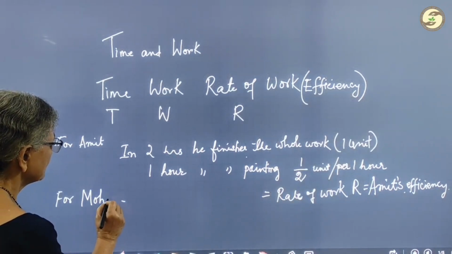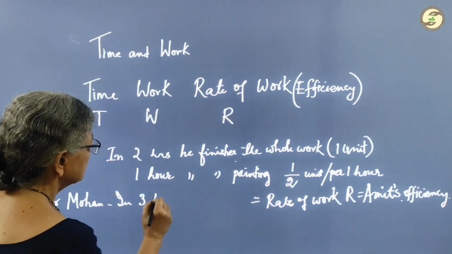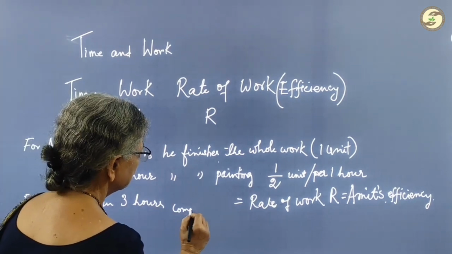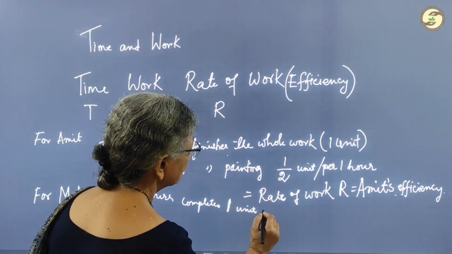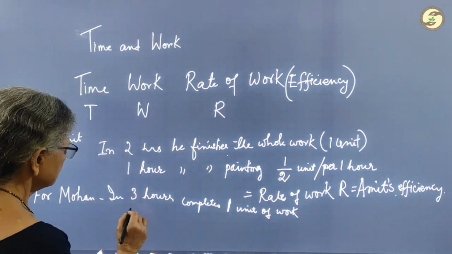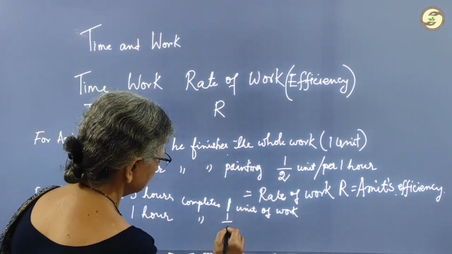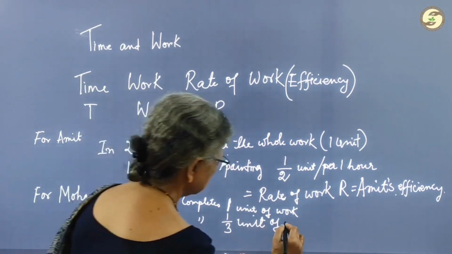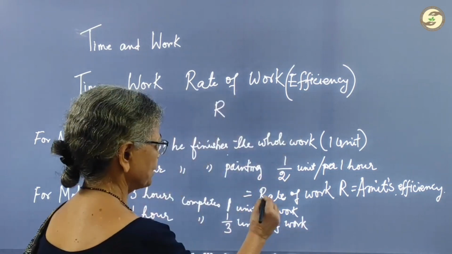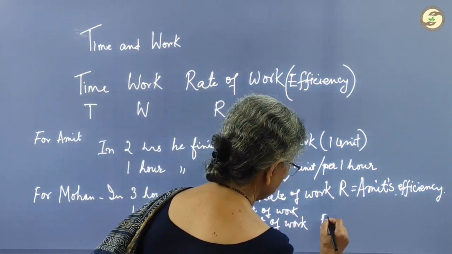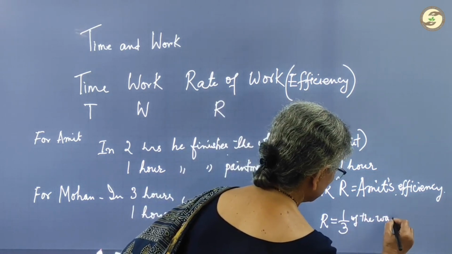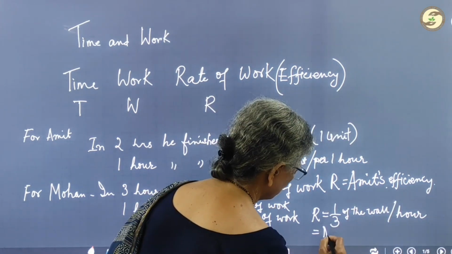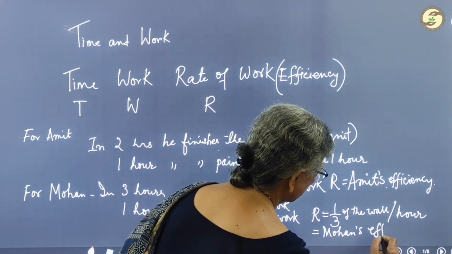And for Mohan, in 3 hours, completes 1 unit of work, that is the whole work. Then in 1 hour, he can complete 1/3 unit of work. So Mohan's rate of work is 1/3 of the wall per hour, which is equal to his efficiency, Mohan's efficiency.